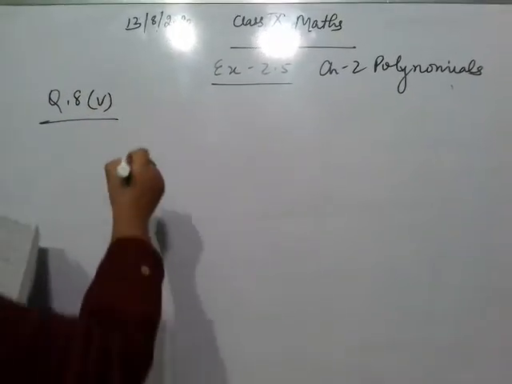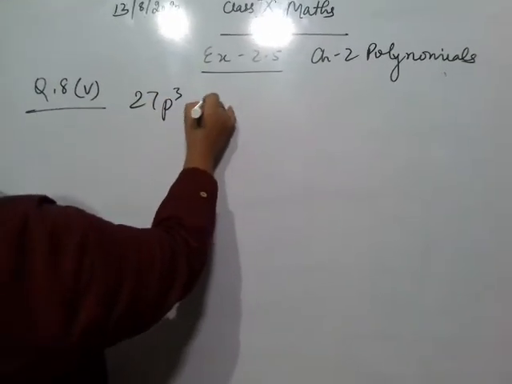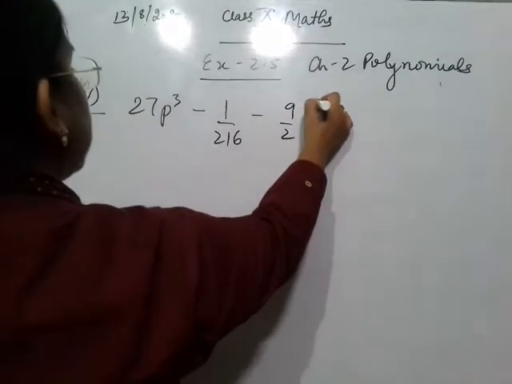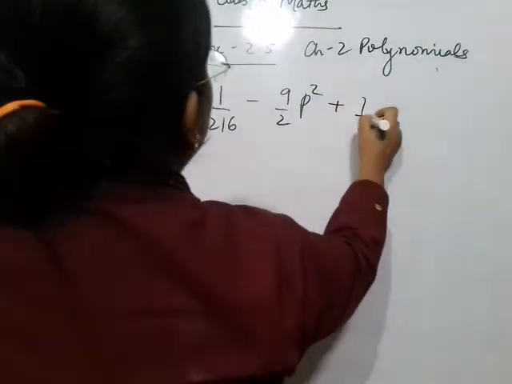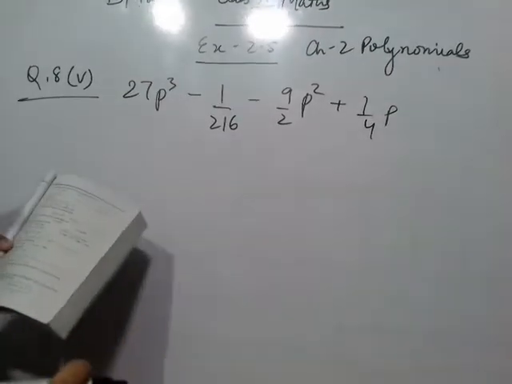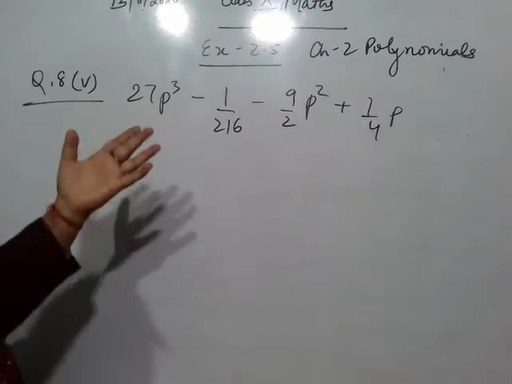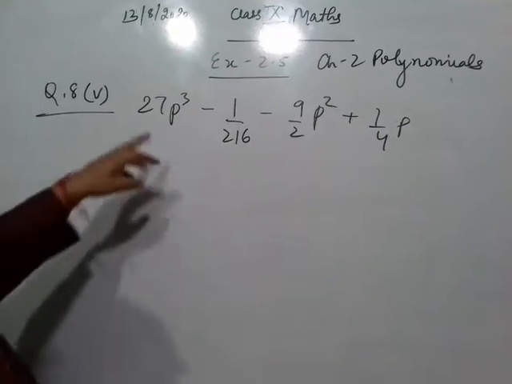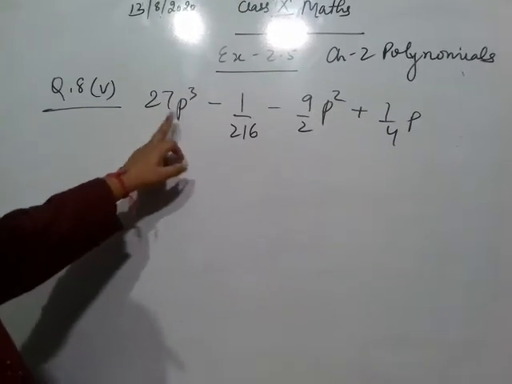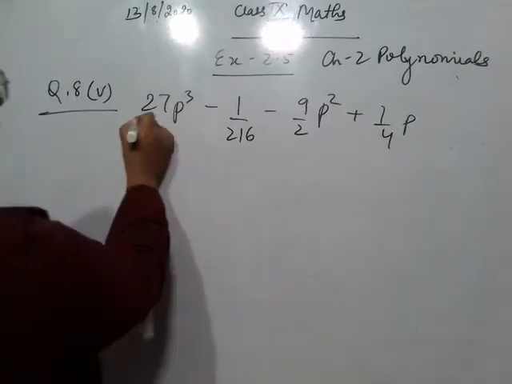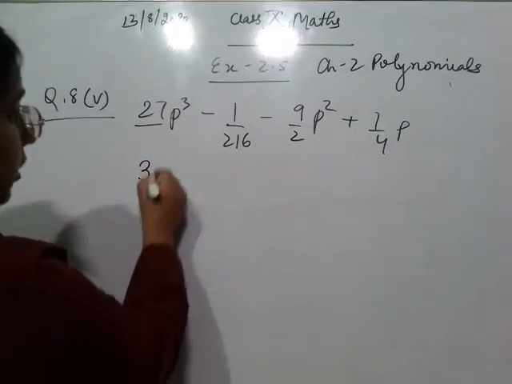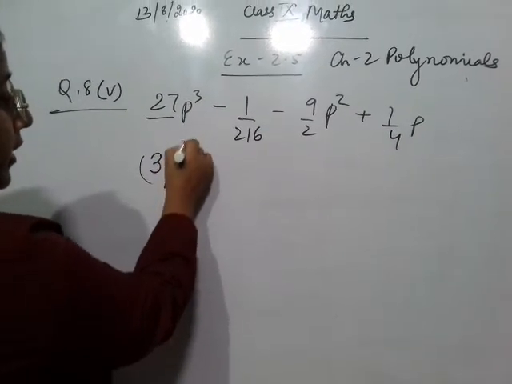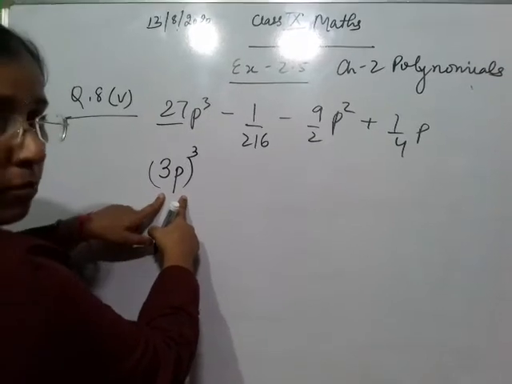So question number 8, fifth part says 27p cube minus 1 upon 216 minus 9 by 2 p square plus 1 by 4 p. Now we have to factorize each of the following. Whenever we need to find factors, we look for the identities first. Now we have a cubic term here, so we will convert this into the form of a cube. So 27 is 3 cube, and p cube is p cube. So we can write 27p cube as (3p) cube.